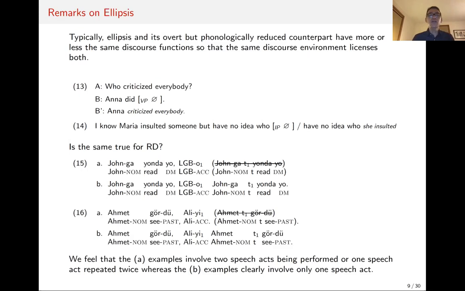Well, is that also true for right dislocation? So it goes like this: John ga yonda yo, LGBO. Would that be the same thing, John ga yonda yo, LGB, or John ga yonda yo? Or Turkish, which I cannot pronounce, but Turkish would be basically 16. The idea is that I don't think we feel that way. We feel that the A examples in 15 and 16 involve either two speech acts being performed, or one speech act being repeated somehow for the sake of emphasis, for the sake of making it clearer. There's something about two things going on, not one. But when you say, John ga yonda yo, LGBO, I think we have a strong intuition that it is actually one sentence, one speech act performed.